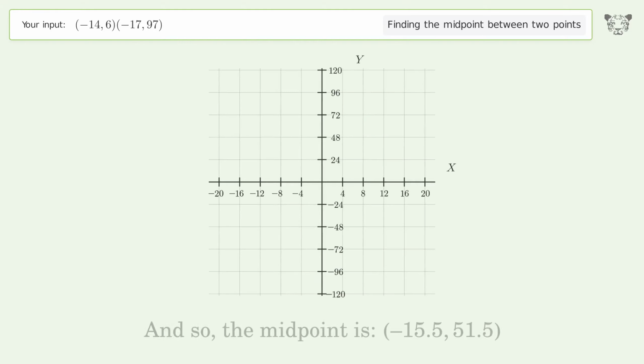And so, the midpoint is negative 15.5, 51.5.